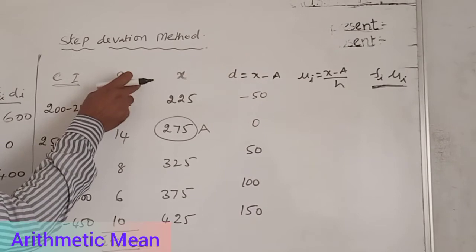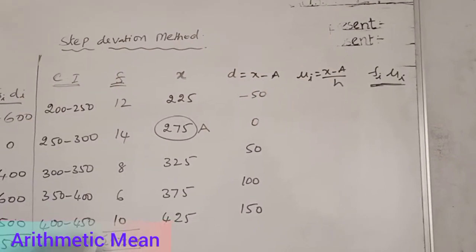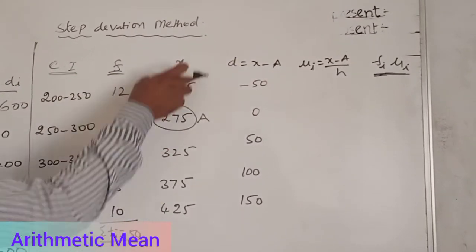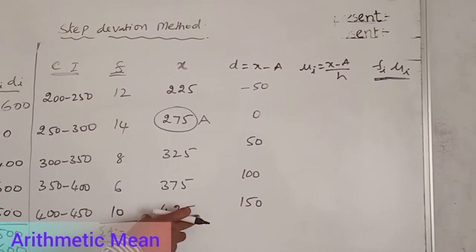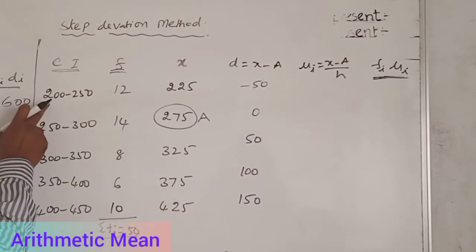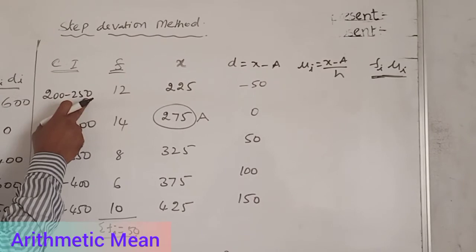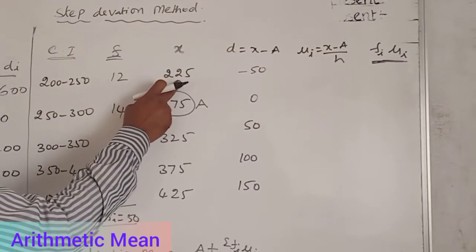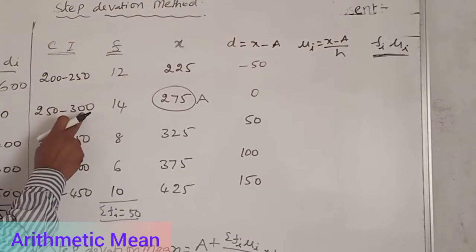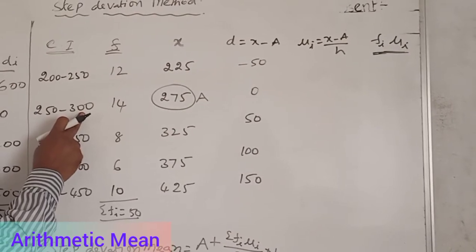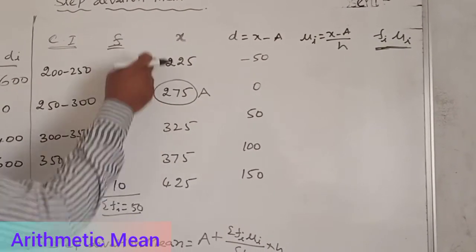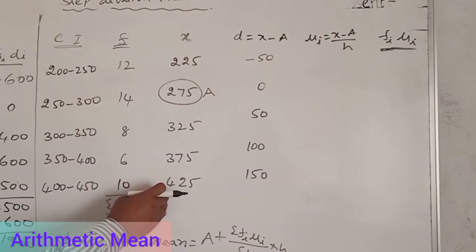Class interval and frequency. First write the class interval in the first column, next column frequency. Find out the next column, class mark. Already we know the class mark is the average of the class: 200 plus 250 equal to 450, 450 by 2 equal to 225. 250 plus 300, what is that? 550. 550 by 2 equal to 275. Like that. Then write the class mark.